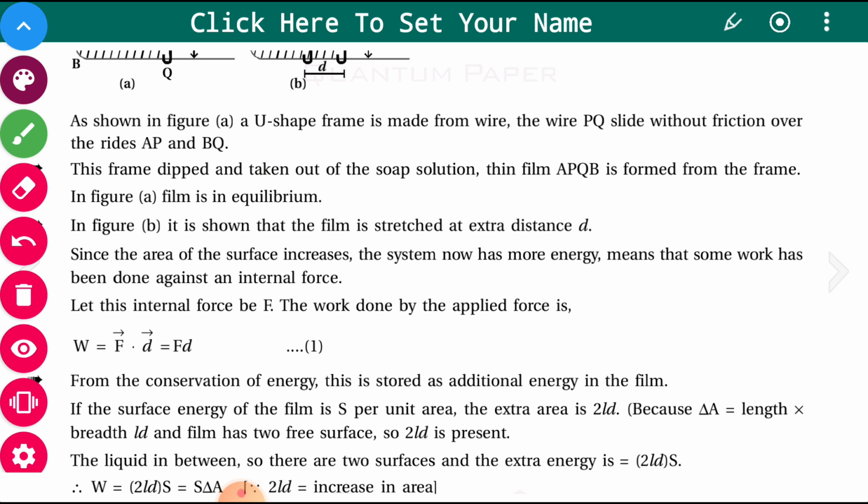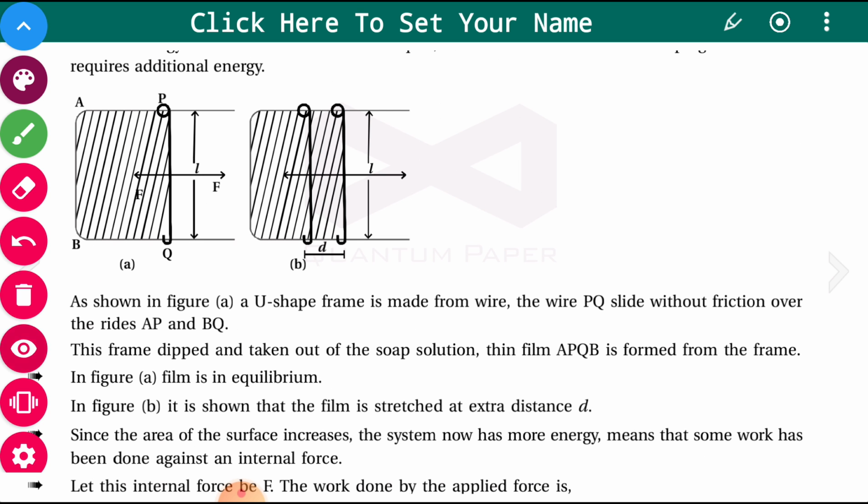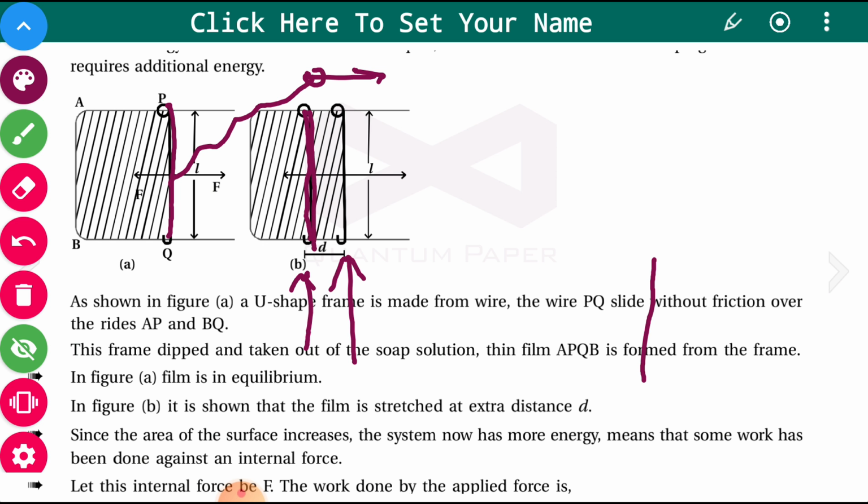Now the area of the surface increases. Now try to understand, we want to stretch this film. Say for example, this is in equilibrium right now. Now there is a thread. With the help of this thread you are applying some force and you are bringing this wire from this initial position to another position. So there is a displacement of this wire by d. So some work has to be done. The breadth of this is L.